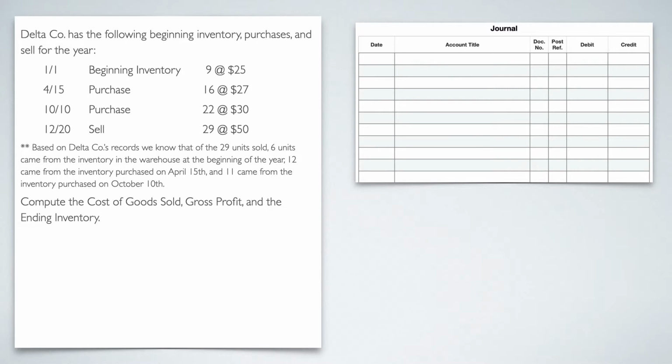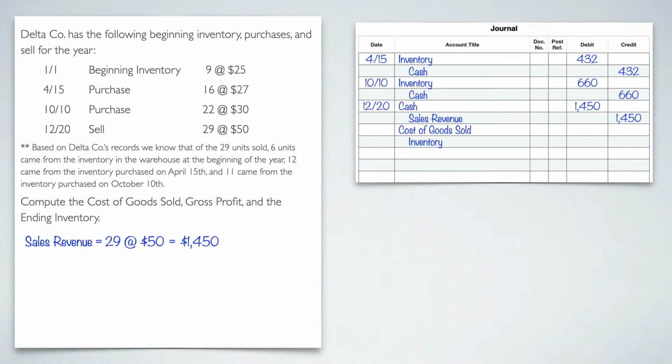But again, it's really important to understand that everything that we've done at the beginning of all the other methods is going to still stay the same. The journal entries at the beginning, the sales revenue, that's all going to stay the same. So that doesn't change. Again, we're only focusing really on the cost of goods sold right now. So let's jump into it. We're using the weighted average method.